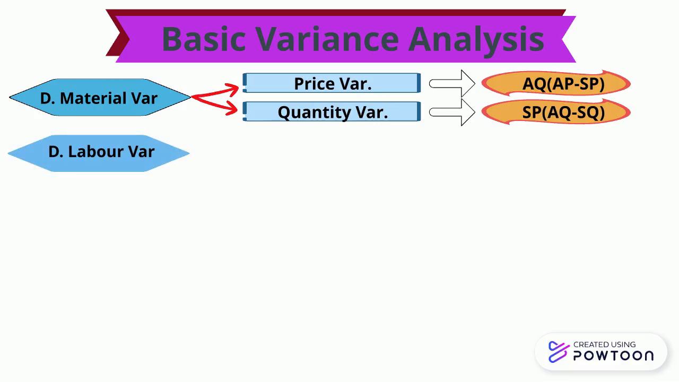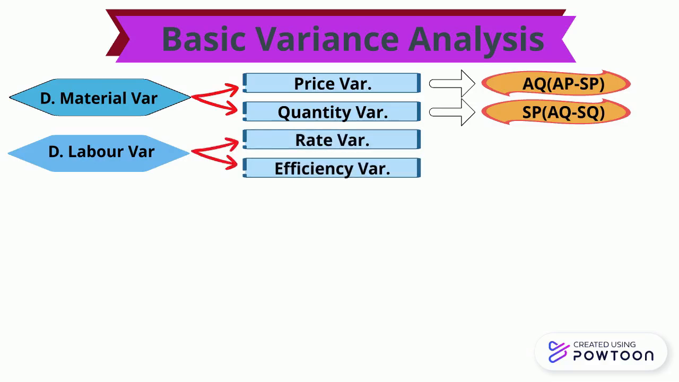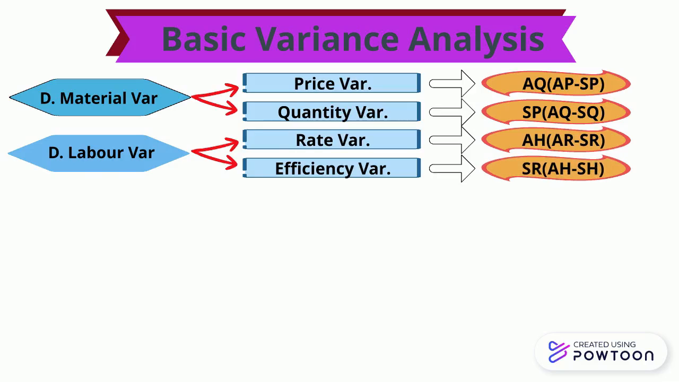Direct labor variance. The direct labor variance is comprised of two variances which are rate variance and efficiency variance. Rate variance is the difference between the actual rate per hour and standard rate per hour multiplied by the actual hours utilized during the period. Efficiency variance is the difference between actual hours worked and standard hours at actual production.